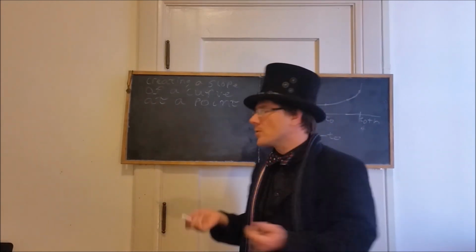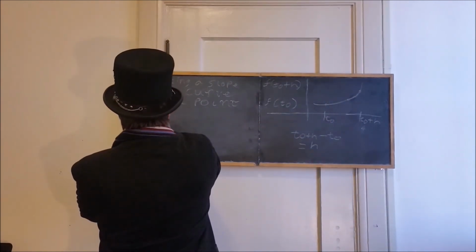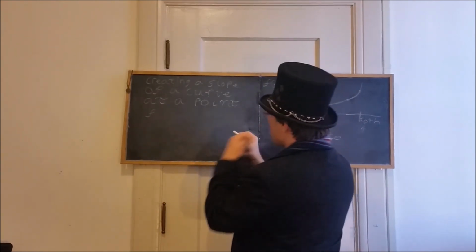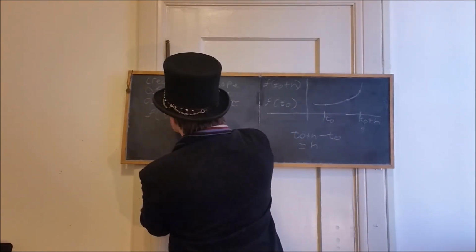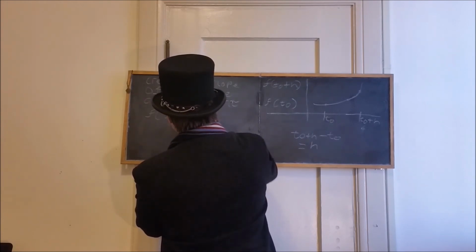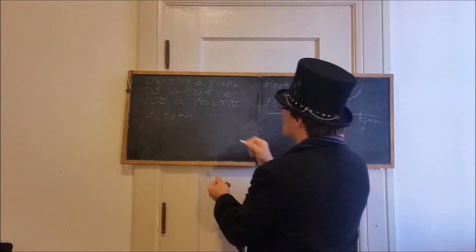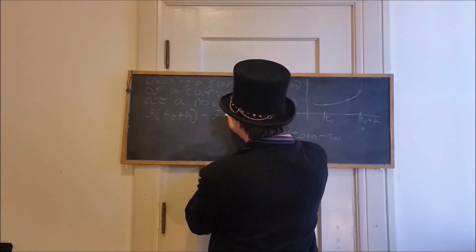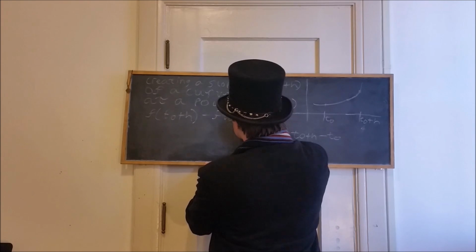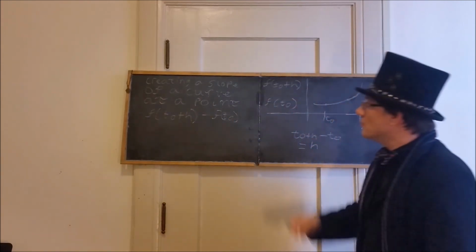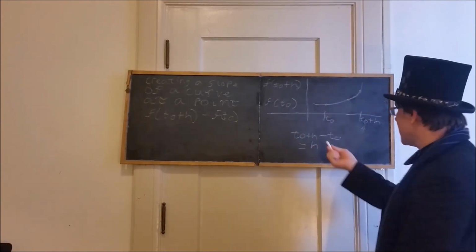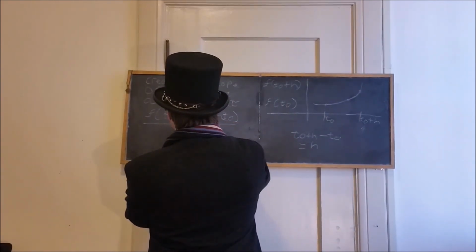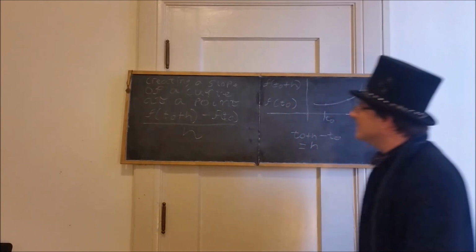So all we do, quite simply, is we would take our final f of t sub 0 plus h, and we would subtract that by f of t sub 0. And so that would be our delta y. And we have our delta x already, so we'll just put that on the bottom, and there you have it.